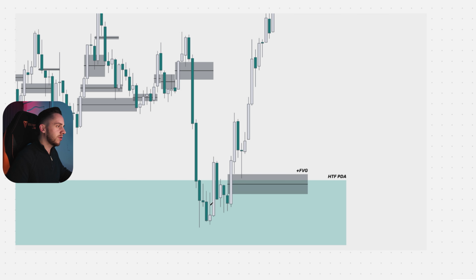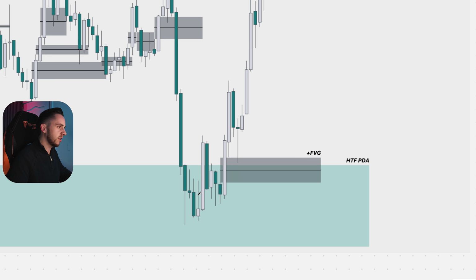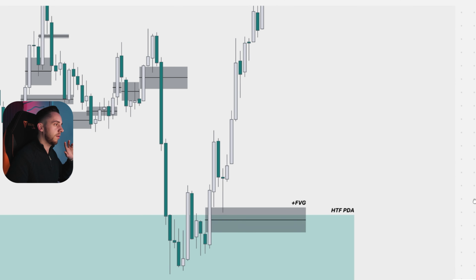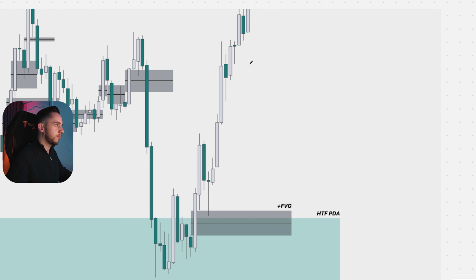And then we start to consolidate for a little bit. No fair value gaps are getting created. You can see there's this wick, but then this candle just goes lower and no fair value gap is created. Same thing here until we create the first bullish fair value gap on the high time frame bullish PD array, right? And then price comes all the way down, taps the fair value gap and starts this uptrend right here.